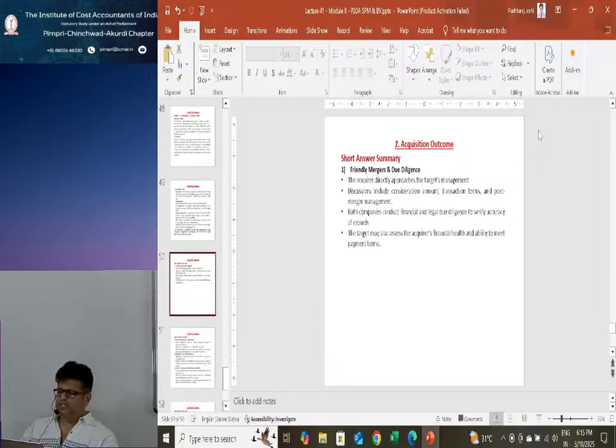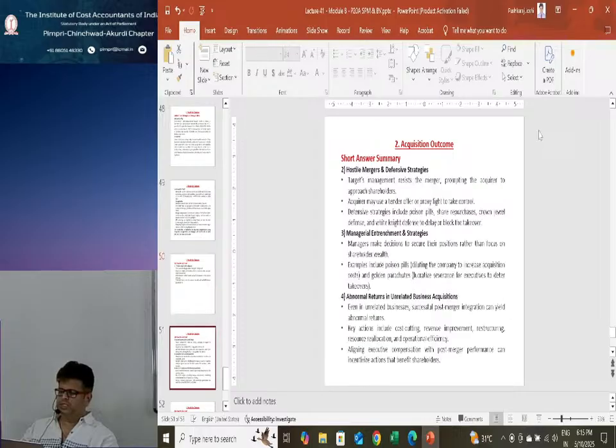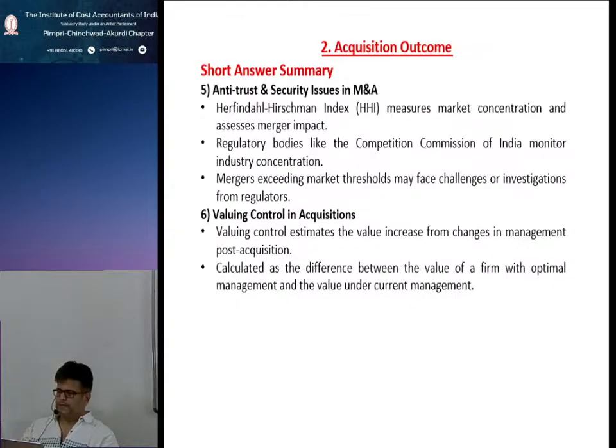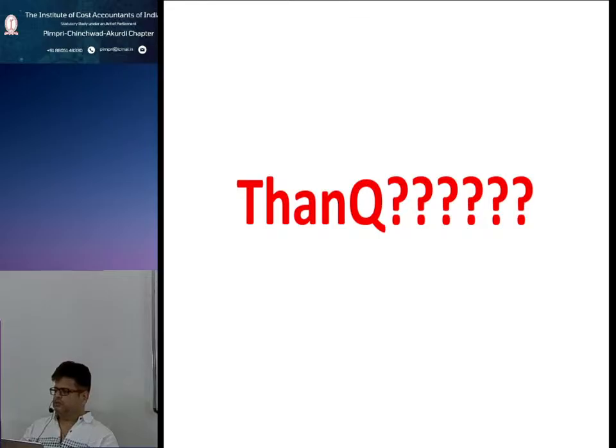Then we went through various short answers, which first dealt with friendly mergers and due diligence, hostile mergers and defensive strategies, managerial entrenchment and strategies, and abnormal returns in unrelated business acquisitions. Then it dealt with antitrust and securities issues in mergers and acquisitions, and lastly valuing control in acquisitions. So with this, we end the session and the chapter also.